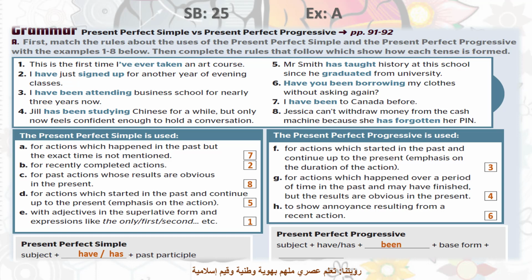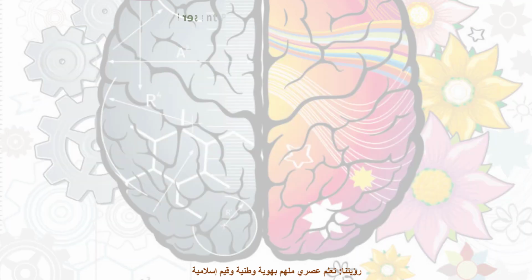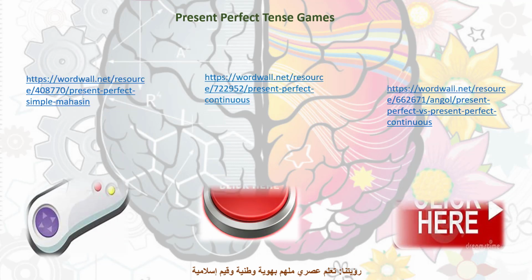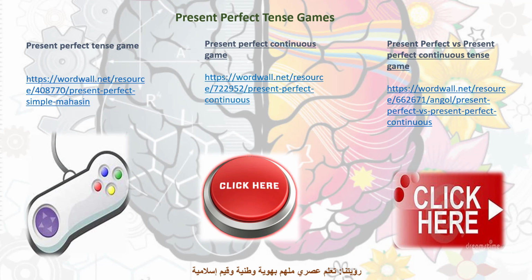I agree with you. I know that grammar needs to be more fun, right? That's why I prepared 3 games for you to play on the present perfect tense, the present perfect progressive tense, and a 3rd game to play for both the present perfect tense and the present perfect continuous. All you need to do is pause the video, copy the links on your browser, of course, and have fun.